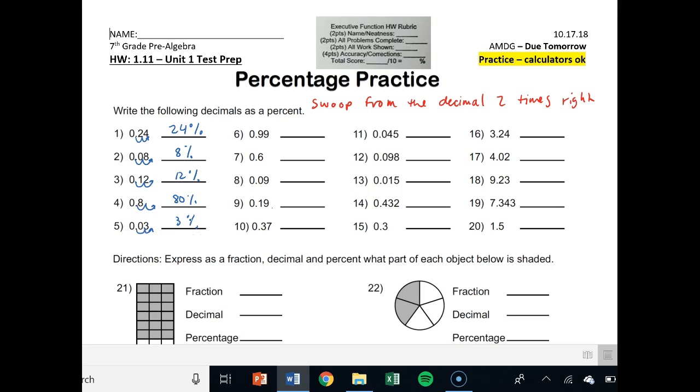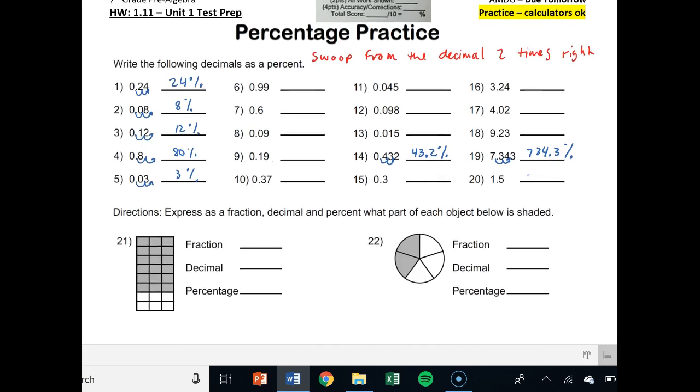Okay, when you get to some of the more complicated ones, like 14 or 19, again, it's always just from the decimal, and it's only two times. So it doesn't matter if there's another number left over, that's 43.2%. Right? From the decimal, not in front of it, once, twice, that's 734.3%. That makes sense, right? Because I had 7 wholes, so therefore I should have a pretty large percent.